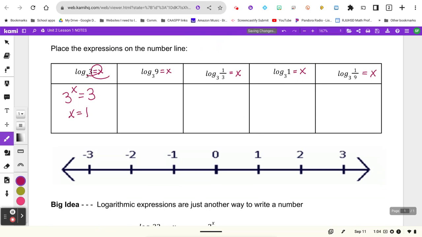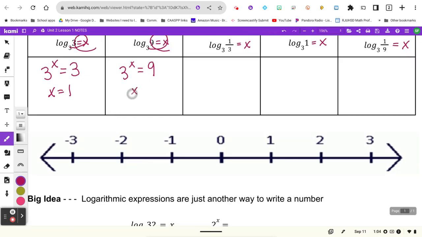Okay. Again, 3 to what power gives me 9. If we know 3 to the first power is 3, 3 squared is actually going to give us 9. So it's going to be 2.